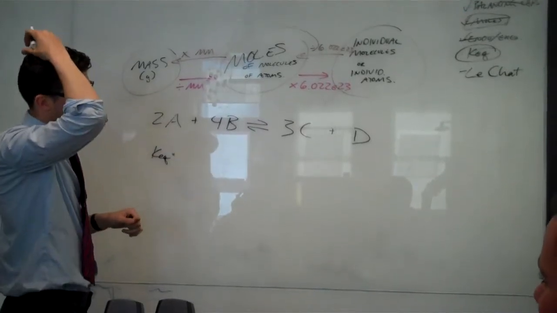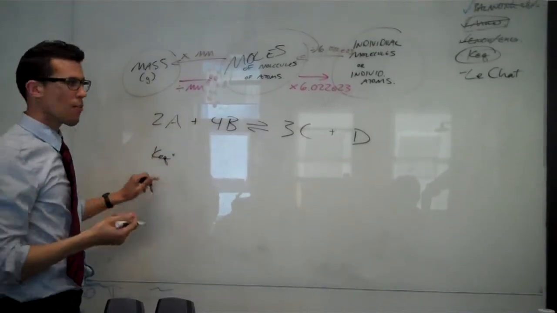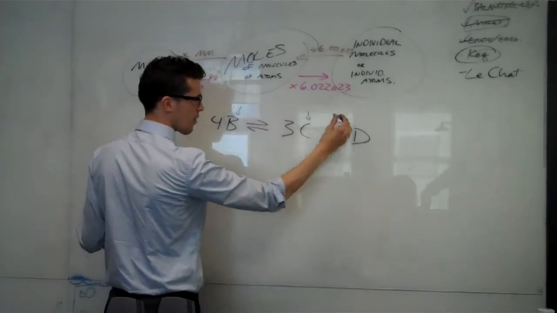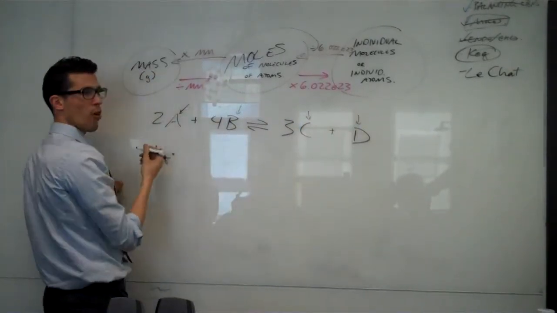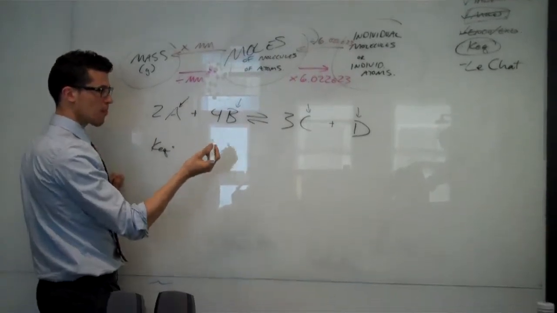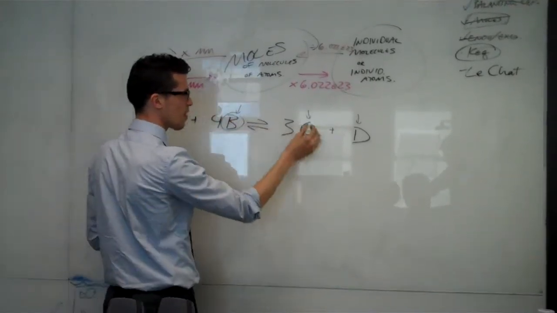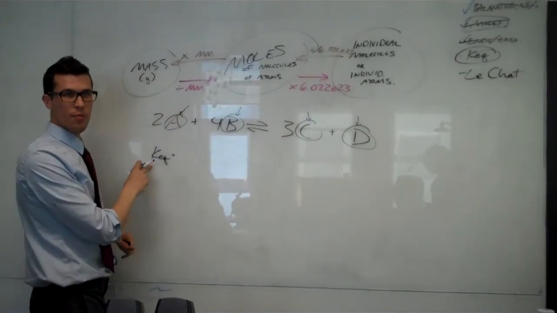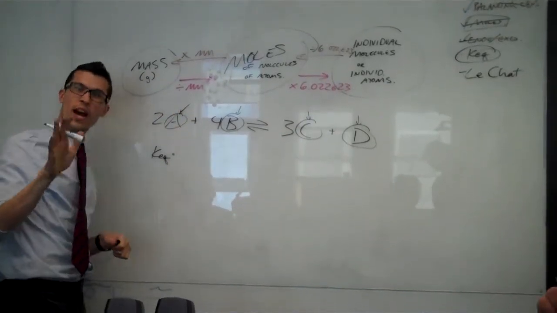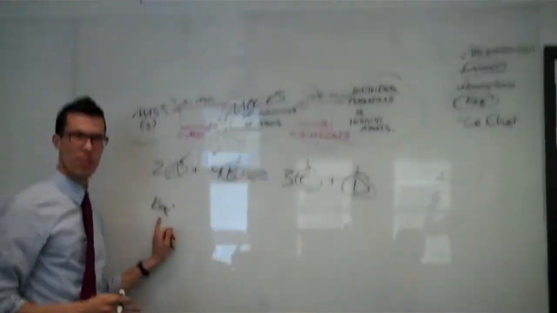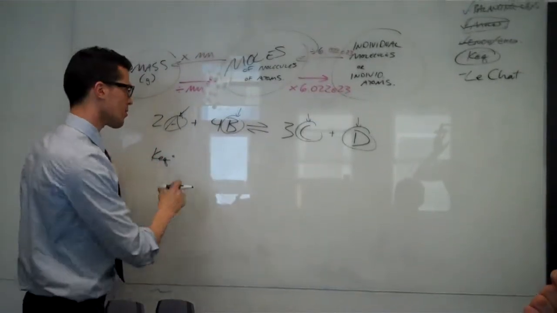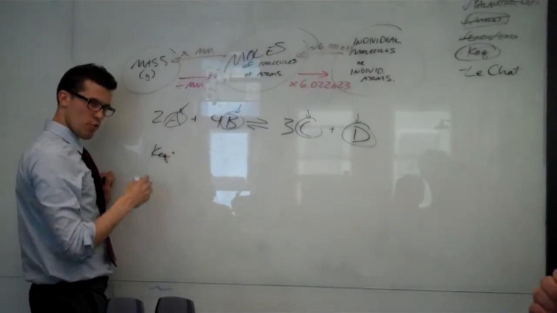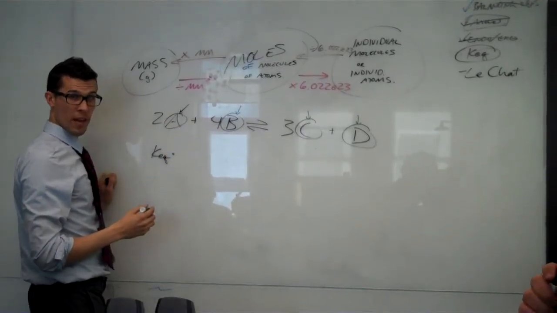So let's say we want to write a KEQ for this, and we're given all of these concentrations. Concentration, of course, means molarity. So we're given the molarities for A, B, C, and D, and you have to figure out the KEQ. Or, I could give you the KEQ, which is the equilibrium constant, and leave one of these blank. You could solve for one of those blanks.